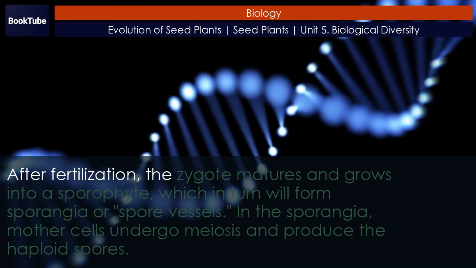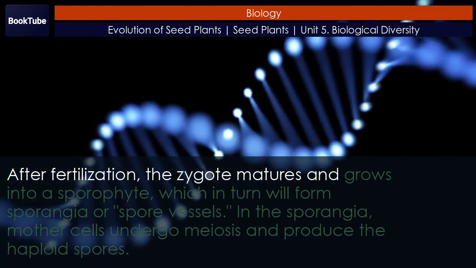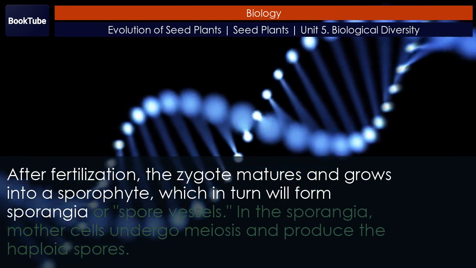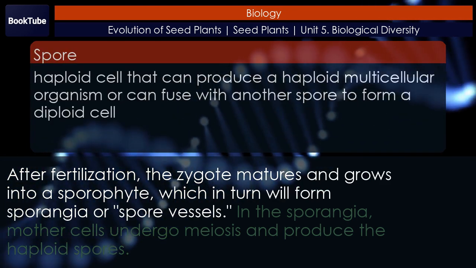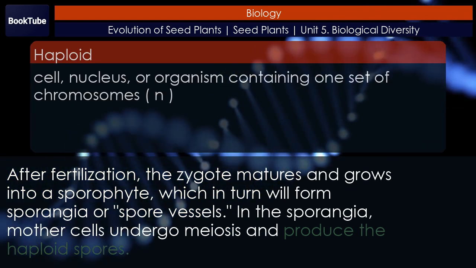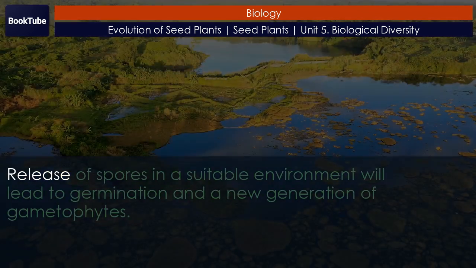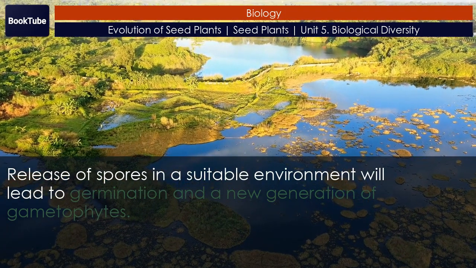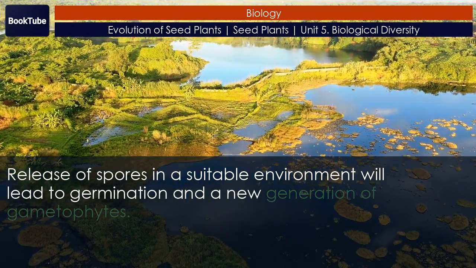After fertilization, the zygote matures and grows into a sporophyte, which in turn will form sporangia or spore vessels. In the sporangia, mother cells undergo meiosis and produce the haploid spores. Release of spores in a suitable environment will lead to germination and a new generation of gametophytes.